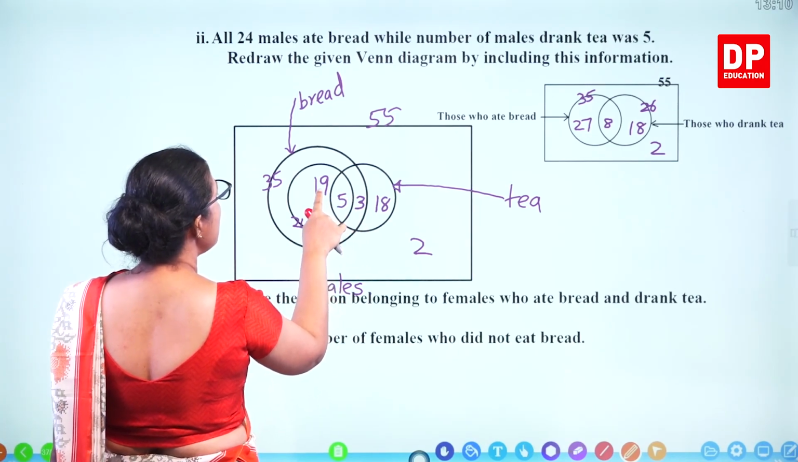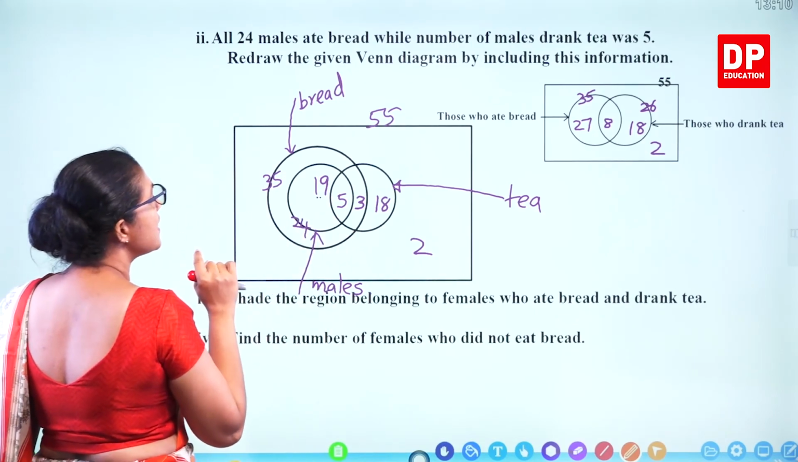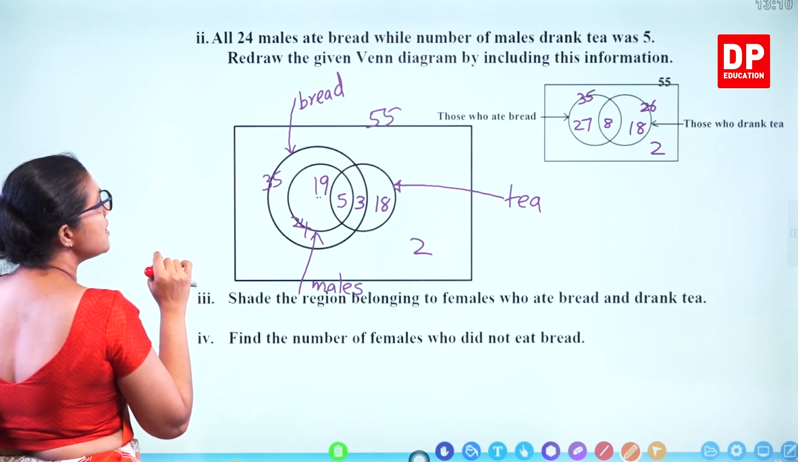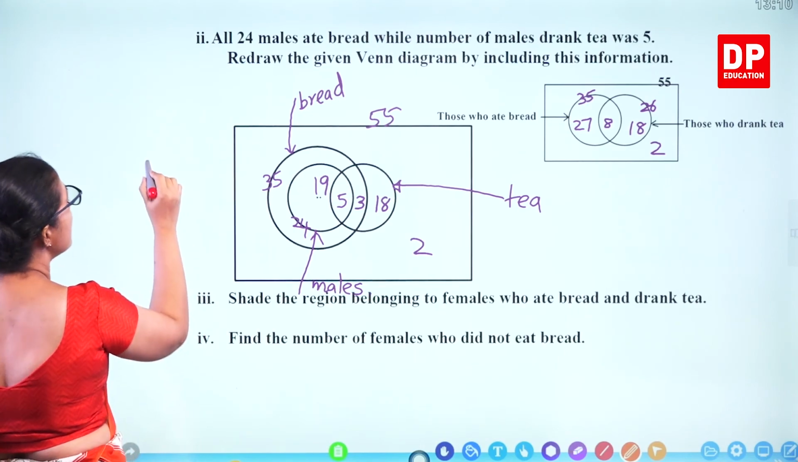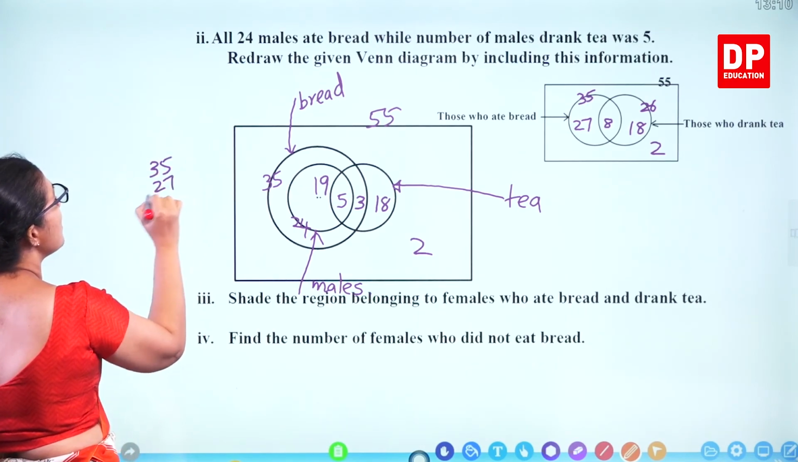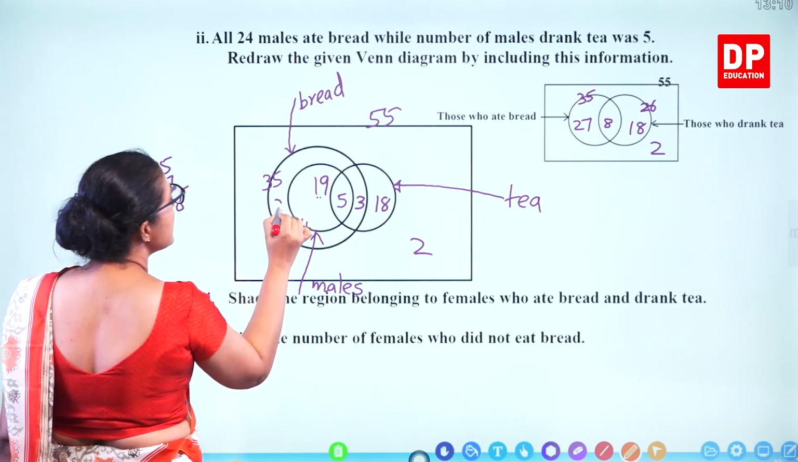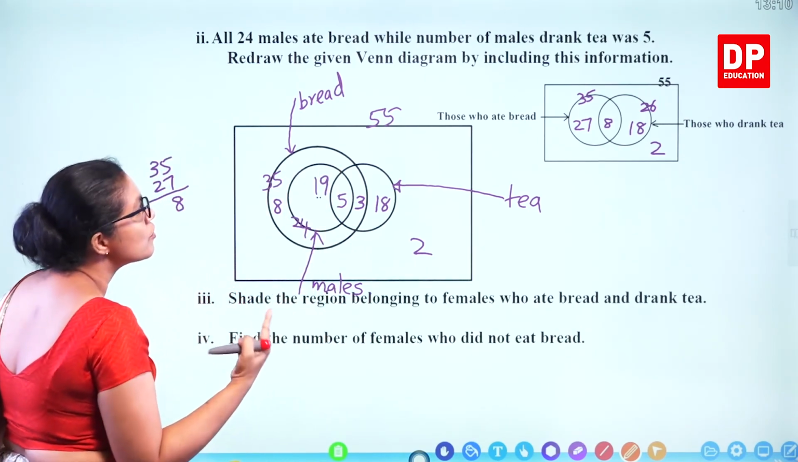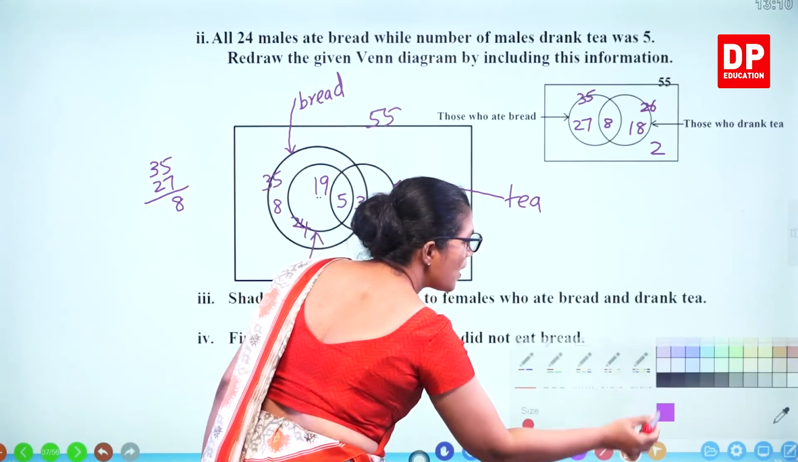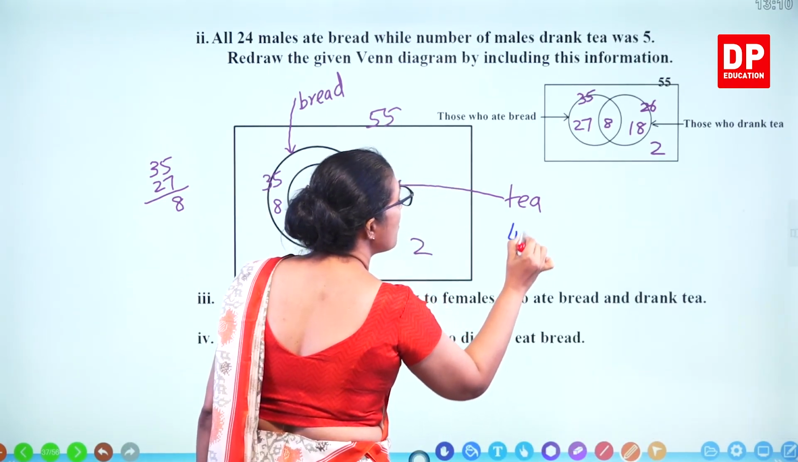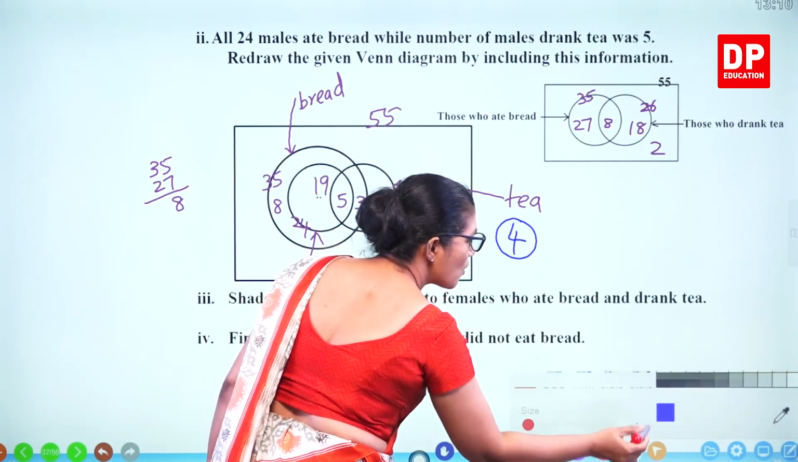5, 3, 19 plus 8, 27. 35 minus 27, you get 8. 8 here, this part. So you get 4 marks for this question. 4 marks. And we'll answer the other questions.